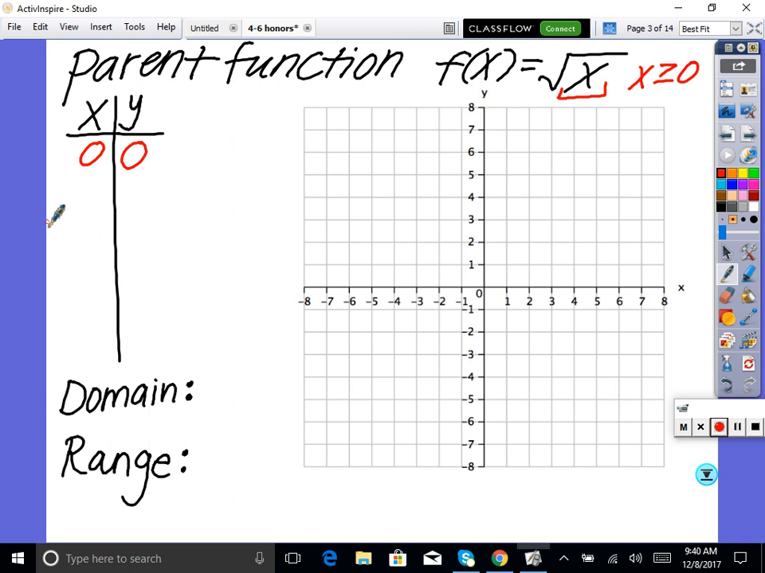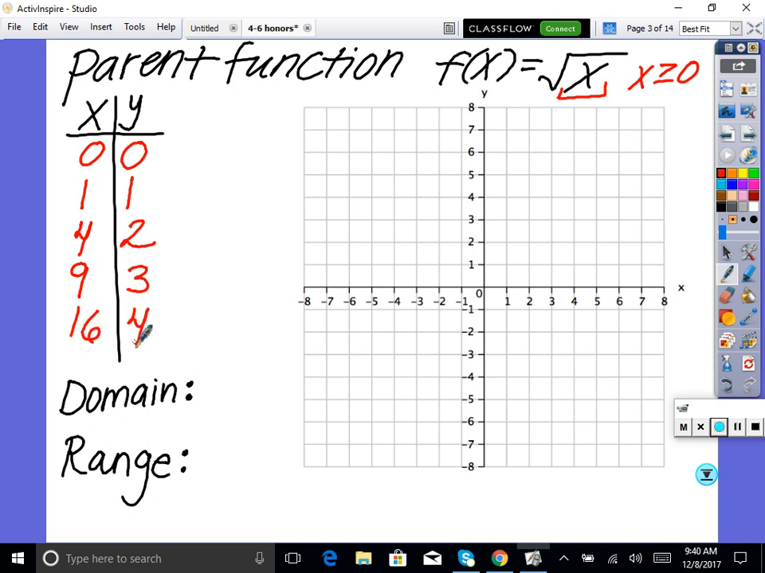What's another one that comes out to be a whole number? 1. Square root of 1 is 1. Square root of 2 is a decimal, so I'm not going to put that point. Yep, good. 4 would be my next one, so that's a 2. Let's do another one. 9 is the next one, though, right? And then 16 is 4.